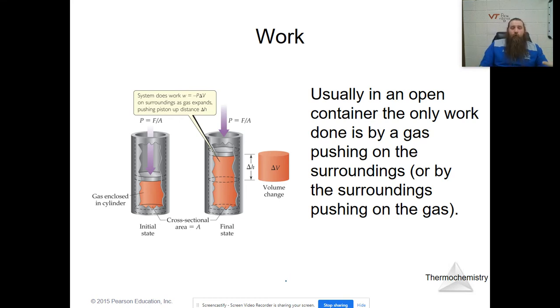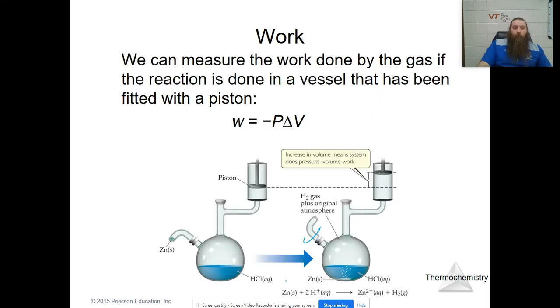We learn that with kinetic molecular theory. So if we want to get a really accurate reading of this, how much work is our gas doing, then we'll put our piston on a sealed reaction vessel. So in this case, work is going to be equal to the negative pressure times the change in volume.